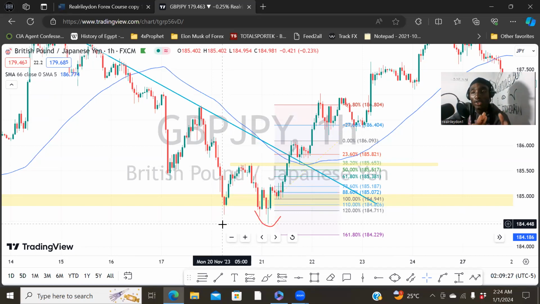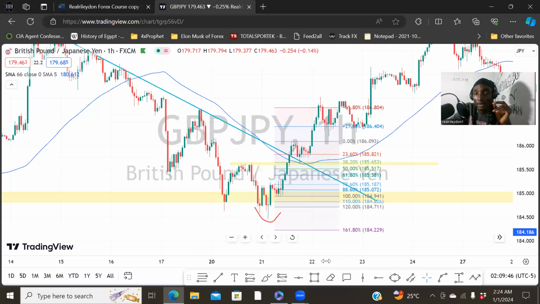Mostly when using your Fibonacci retracement tool, it is normally your 50% and your 61.8% where the market will retest those areas. However, there are times where the market will retest the 38.2%.